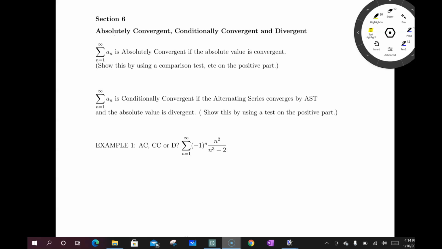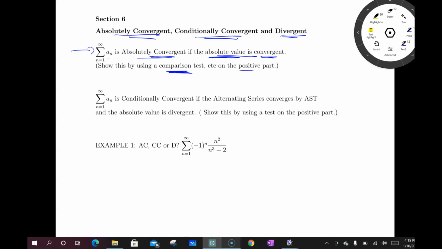So here we go. Absolutely convergent, conditionally convergent, and divergent. This is what absolutely convergent means. A series is absolutely convergent if the absolute value converges. When we take the absolute value, we make it positive, so we can use all of the tests we had before, i.e., it's positive.